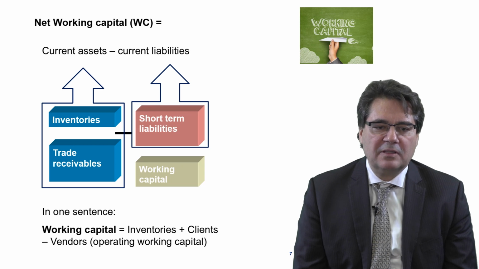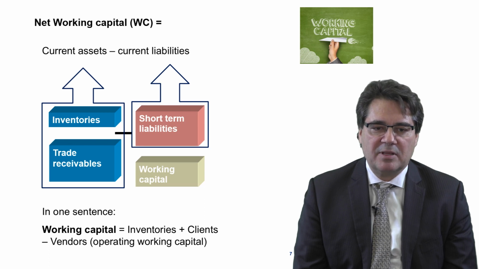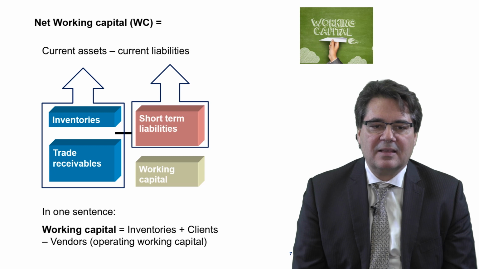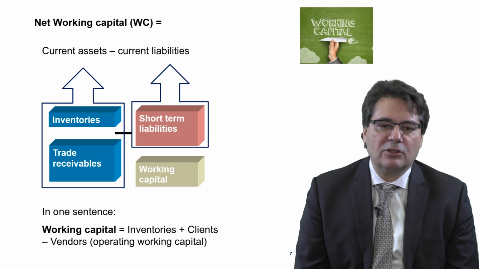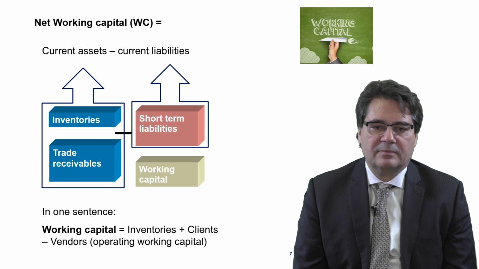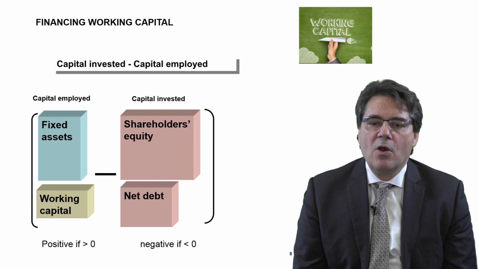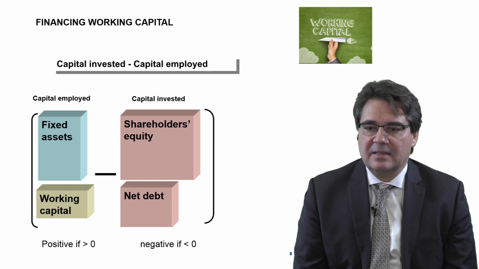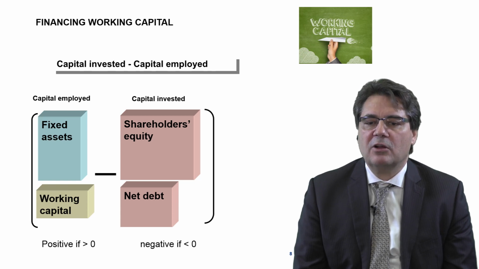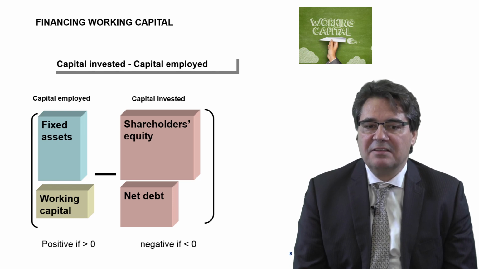So the formula to compute it is current assets minus current liabilities. Current assets cover inventories and trade receivables, and current liabilities cover short-term liabilities, essentially vendors. Working capital plus fixed assets is named capital employed. Financing comes from shareholders' equity and net debts, mainly from banks. It is called capital invested.